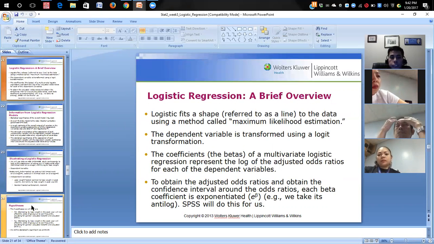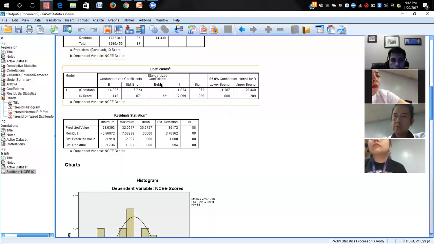So, a brief overview of logistic regression is that it uses maximum likelihood estimation. The dependent variable is transformed using a logit transformation, and the betas, or the coefficients, which I've introduced to you from simple regression. So right here, this is our standardized beta coefficient, so that's the most important value that we look at when we are looking at SPSS.